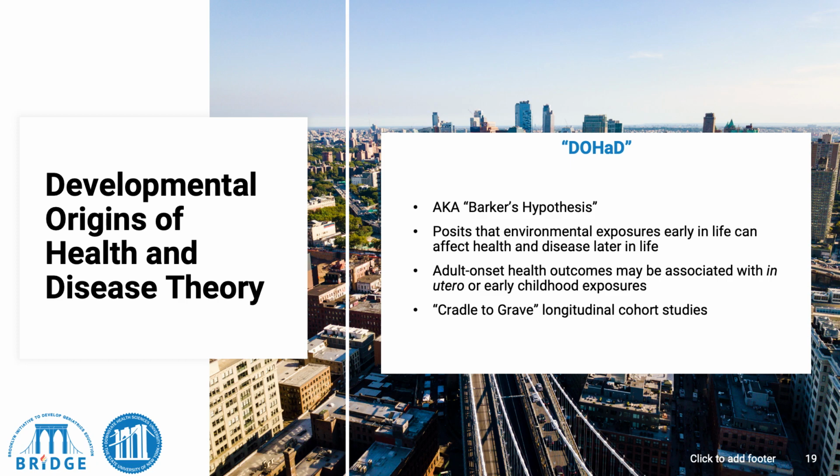So it basically says that exposures that we receive early in life, and that can be defined in different ways, whether it's prenatal, so in utero, or whether that is something that happens during early childhood, middle childhood, late childhood, adolescence, whether it's multiple exposures, chronic exposure, one-time exposure, those exposures are going to affect us throughout life. So adult onset health outcomes may be associated with an exposure that happens early in life, and then you carry it through your life. And there's another sort of off-the-cuff way of referring to it as cradle to grave.